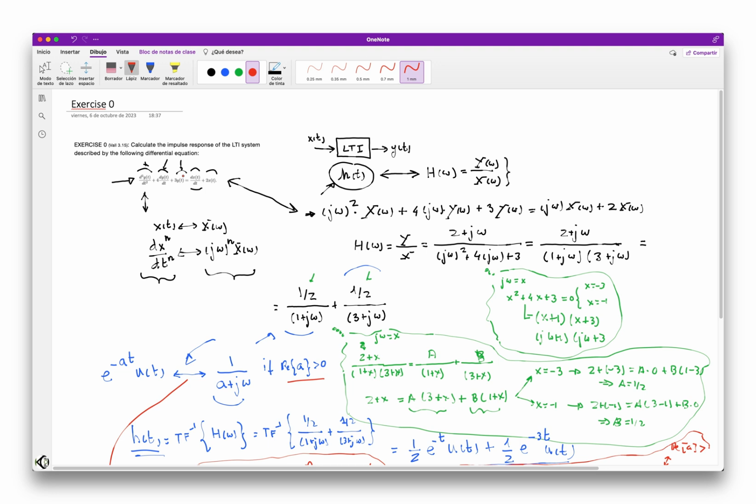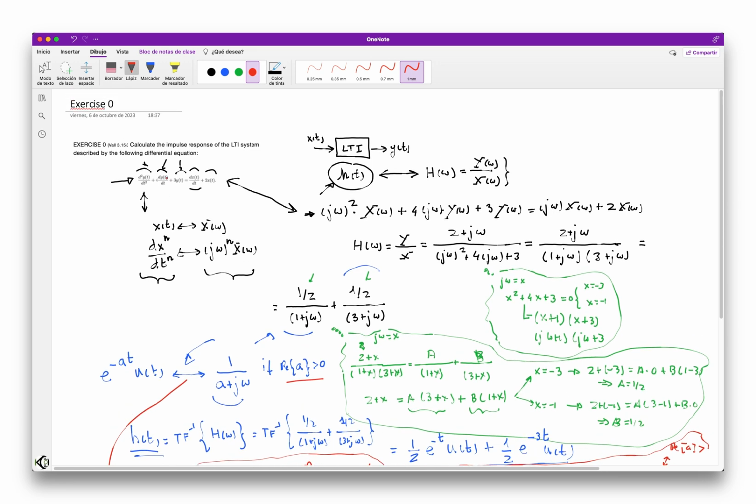Okay, so if instead of solving this problem to get h of t, they had asked us to get y of t given a certain x of t, it's also very easy. Instead of getting y divided by x, we just separate y as a function of x and take the inverse Fourier transform, which will be tantamount to getting the differential equation solved. But in this case, they were not asking us that, but to get the impulse response of the system.